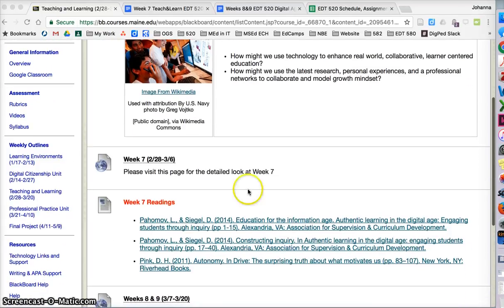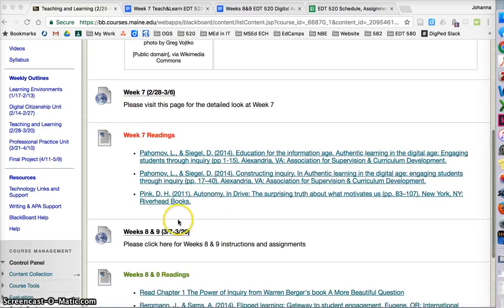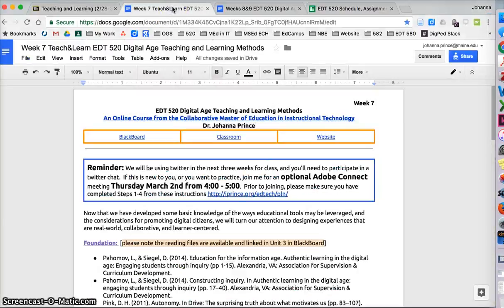So inside this unit, you can launch week 7, and then you can also launch weeks 8 and 9, which I have put together. There are a few week 7 readings that are not available online, so I have put links to them here.